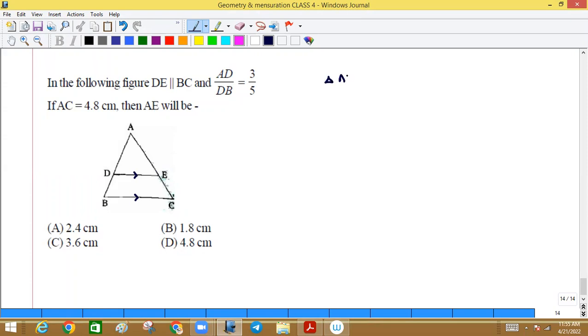We know triangle ADE is similar to triangle ABC, right? Now we clearly have the sides ratio. This is 3 and this is 5, which means the smaller side is 3. The larger triangle side is how much? It is not 5. Actually, it is 8, right? Now AC is 4.8.